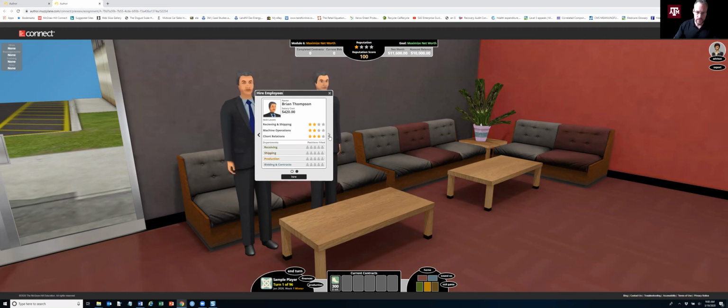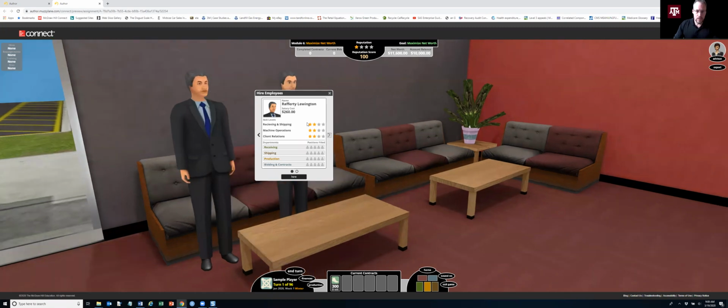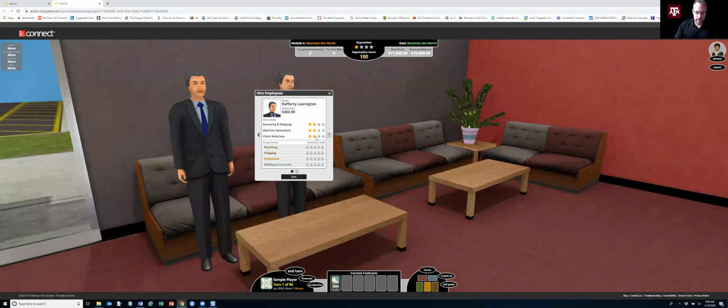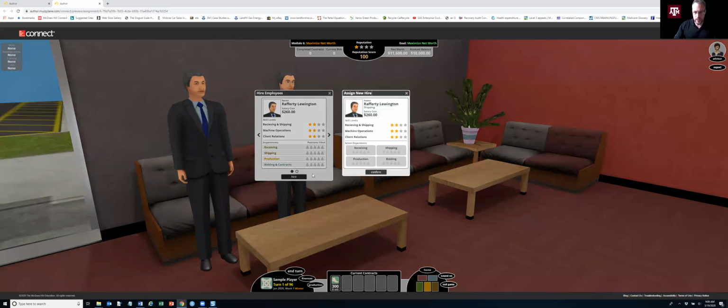Let's go to the next person. So we're going to click our right arrow here. We've got Rafferty. Well, he's about the same skill set, but only $260. So one of the trade-offs you have here is you have to hire people on a timely basis, but sometimes they're too expensive. So you need to judge carefully what people to hire and what positions to put them in. I'm going to go ahead and hire Rafferty here. Now, where do we want to put him?